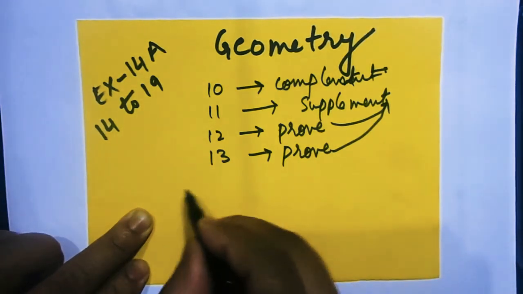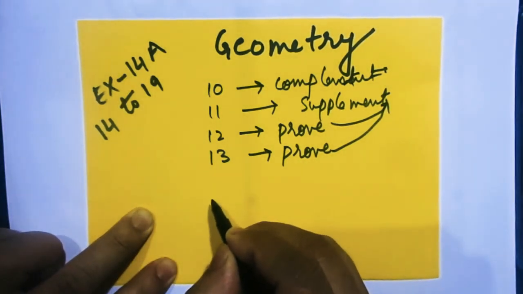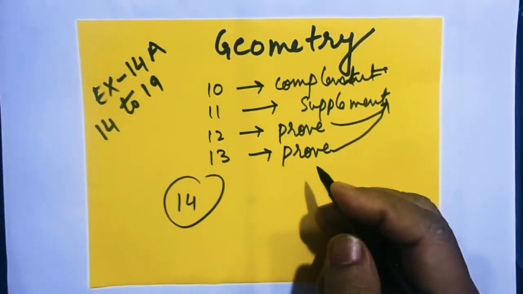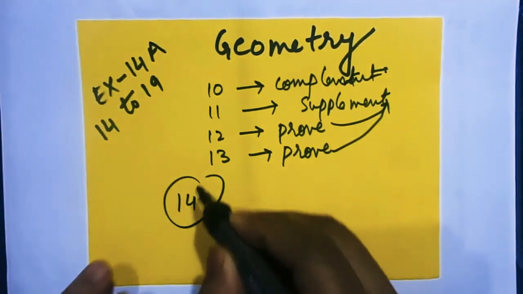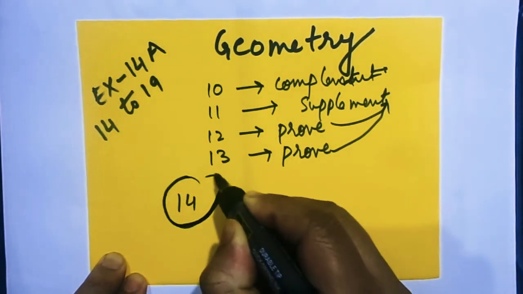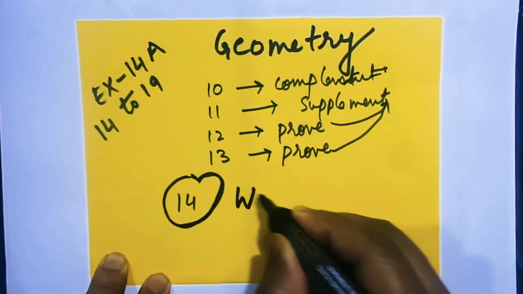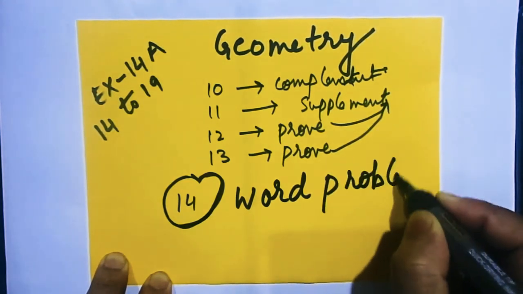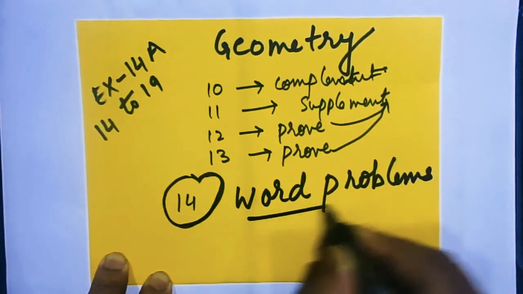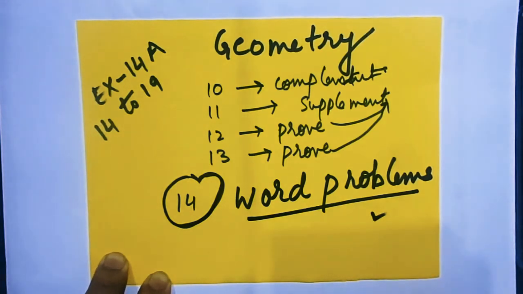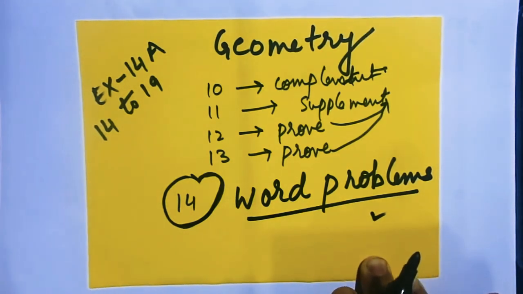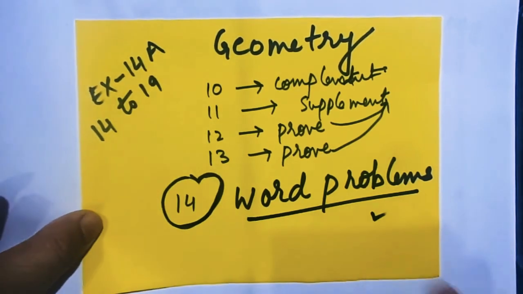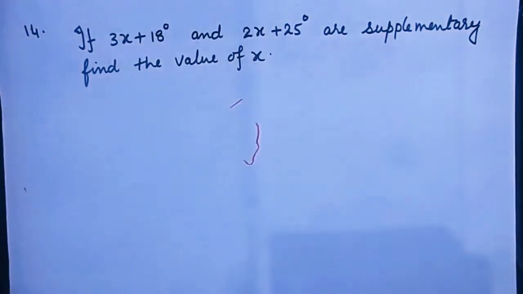While in number 14 we have the word problems. So why is 14 important? Because we have word problems over here. If we work together, we needn't worry whether we have word problems or whatever problem in our life, isn't it? So let's go back to number 14.